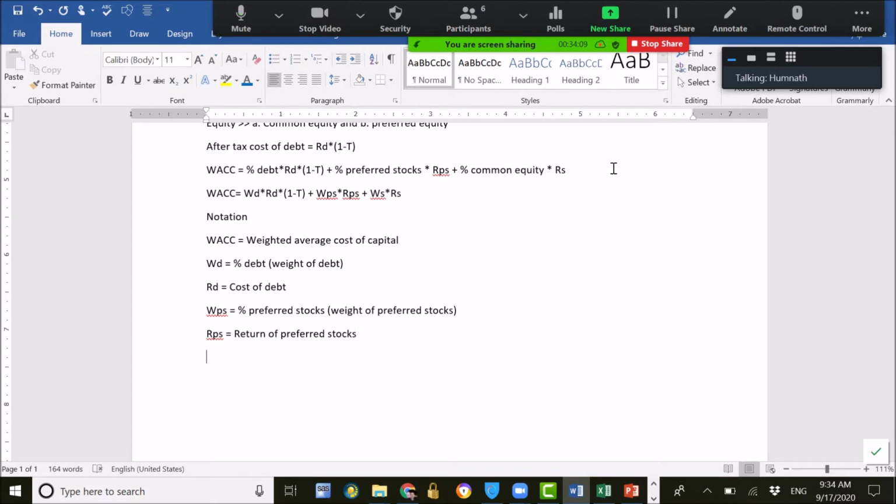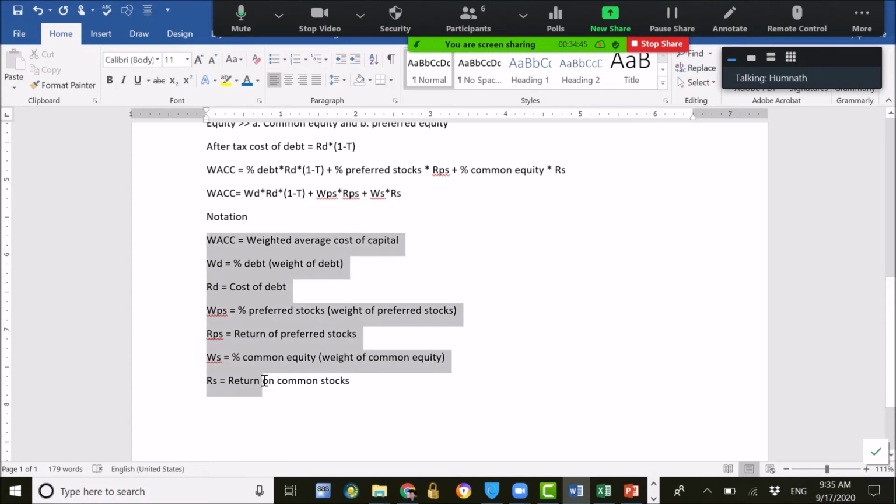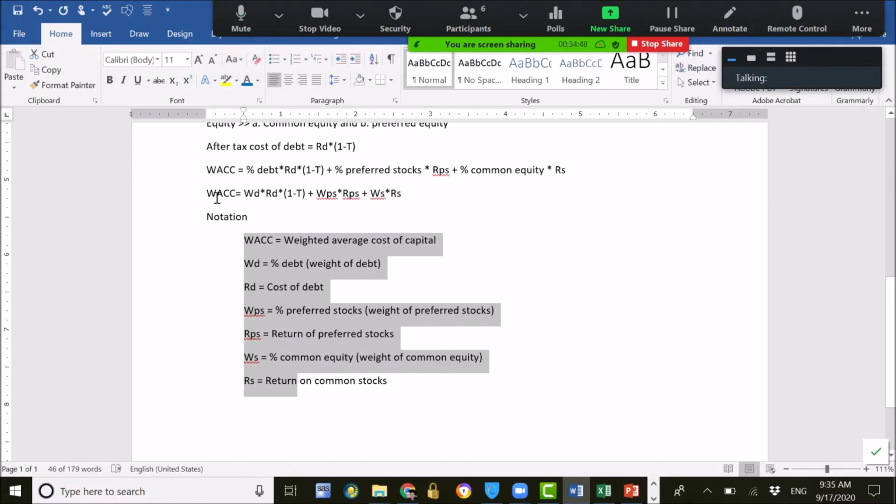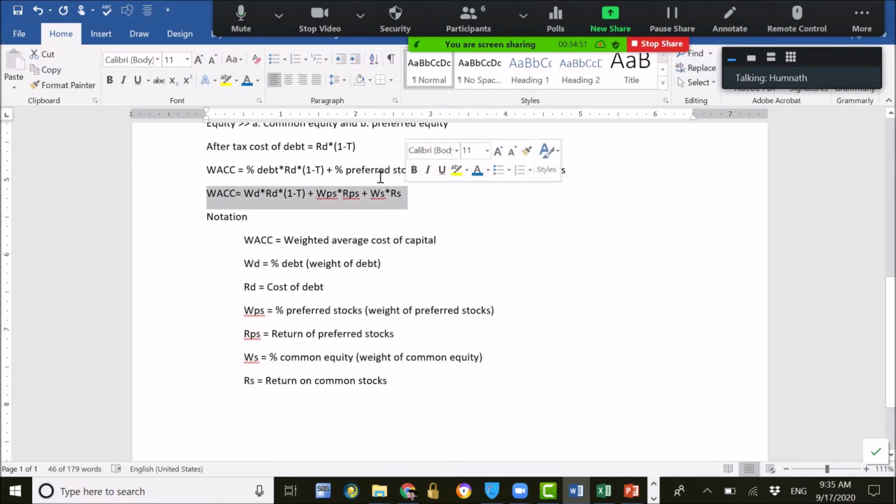Now WS is percentage equity or weight of common equity. And finally, we have R sub S or E, that equals return on common stocks. Okay, so these are the notation for the WACC formula. Okay, so this is the formula we're going to be using in this chapter.